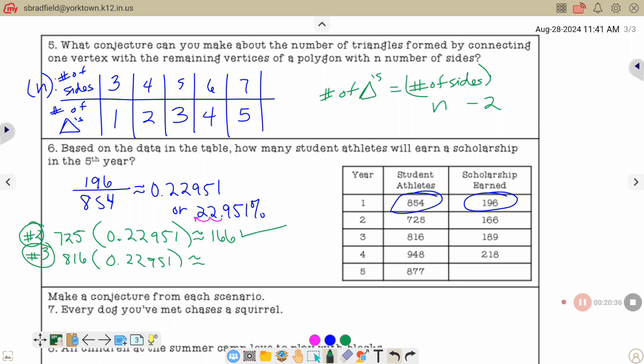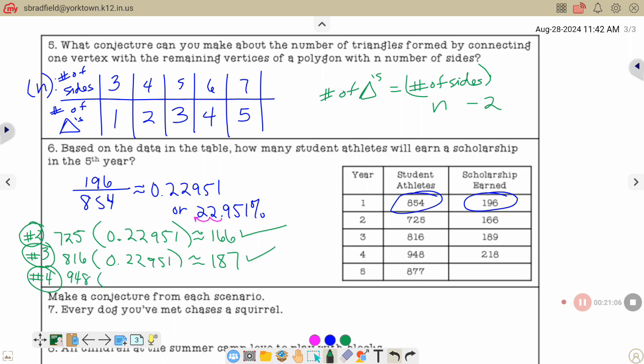What is 816 times 0.22951? What is that? Okay, so 187, is that pretty close to 189? That is really close. There's some variables that could happen there. If it's pretty close, it's a keeper. All right, how about number 4? Let's try that.